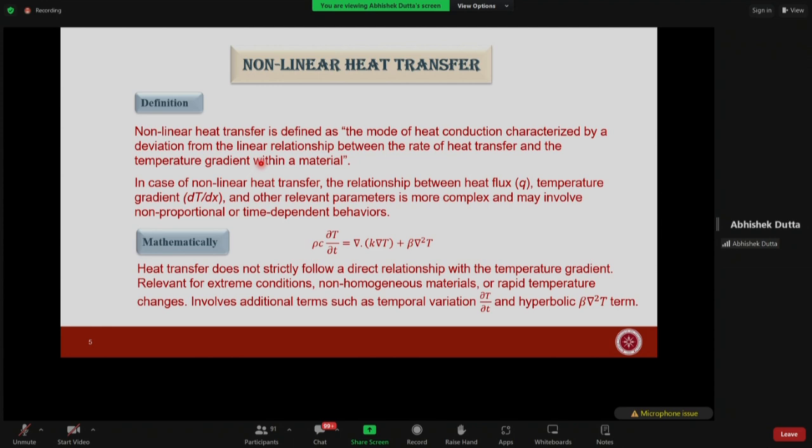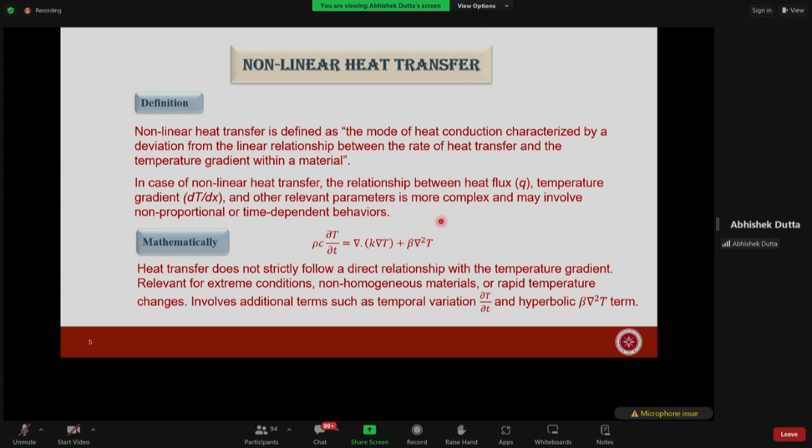So that is very interesting now. What I'm saying here is that the heat transfer is no longer a linear relation, no longer can be expressed by a linear relation, but is typically expressed as a non-linear relation, whereby now there are two important terms that come into the picture. One is this time variation, the temporal variation, as well as this hyperbolic term. These two terms bring about the nonlinearity. That's the mathematical aspect, of course.